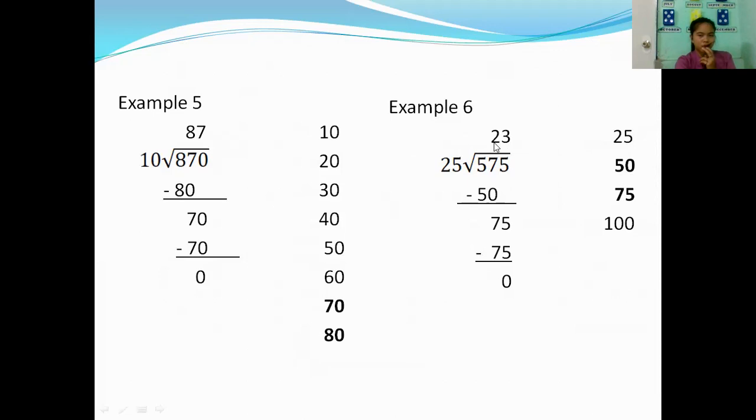That's why we write here 2 and subtract the 50 here. So 57 minus 50 is 7 and bring down the 5. 75 here is in the third place. So we write here 3, then subtract the 75 here. So 75 minus 75 is 0. Therefore, 575 divided by 25 is equals to 23.